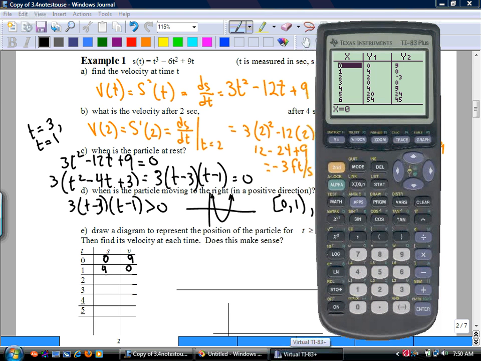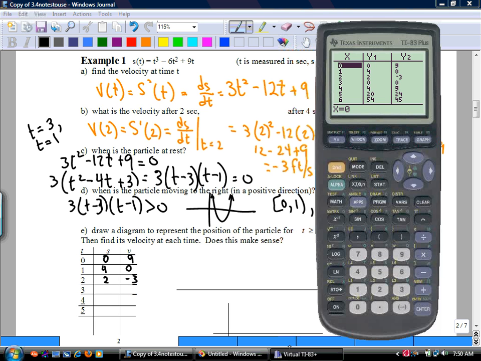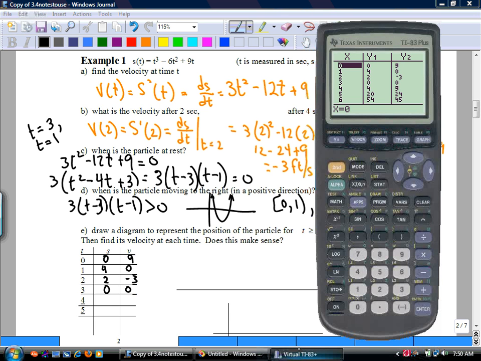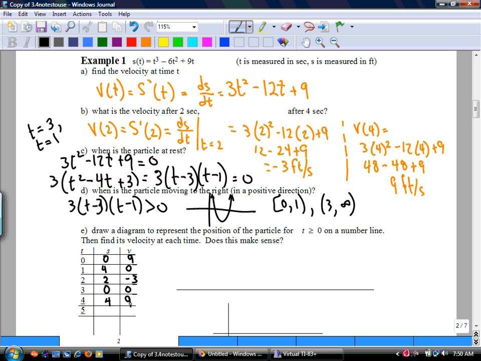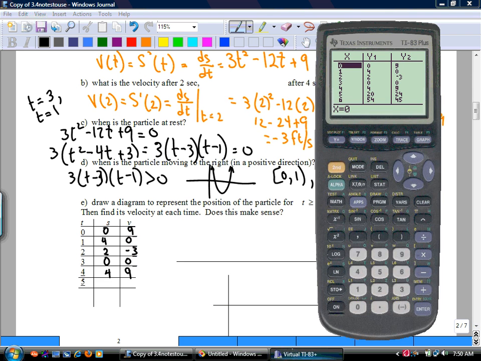2, negative 3. 0, 0. 4, 9. What's left? Well, one more. 20, 24.